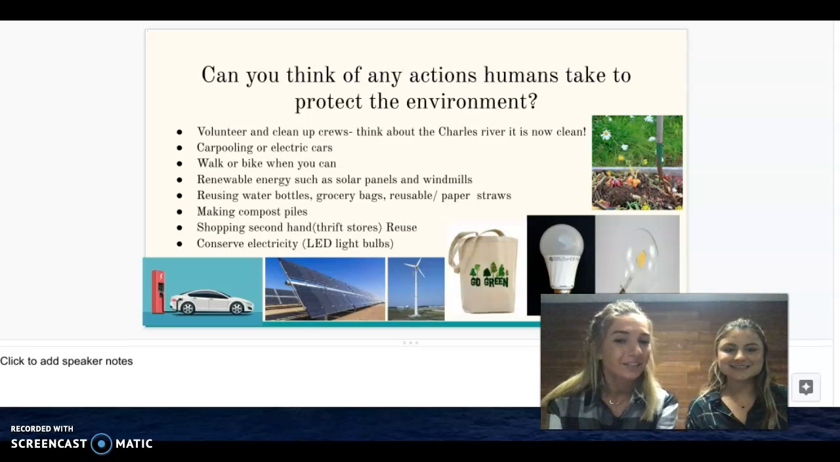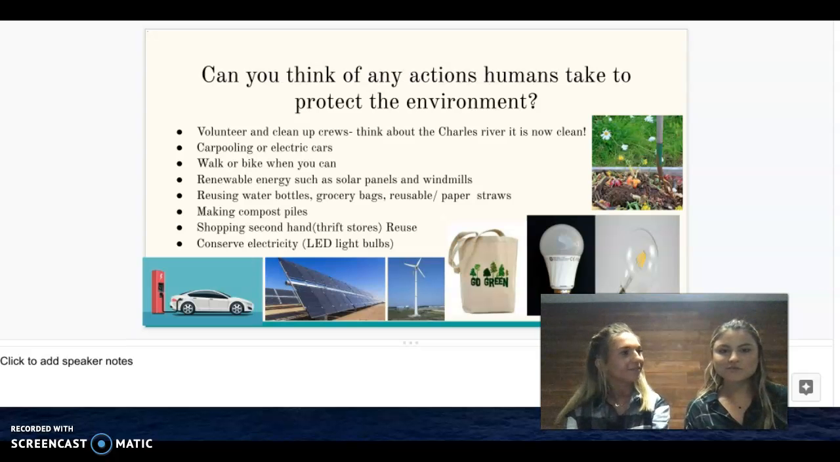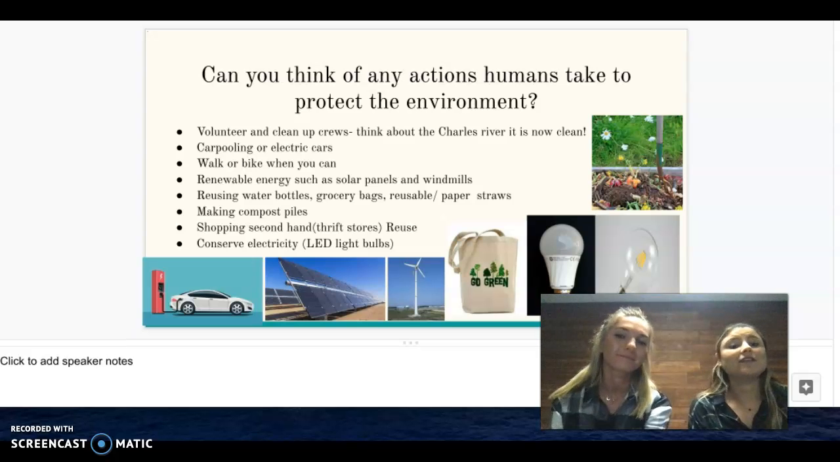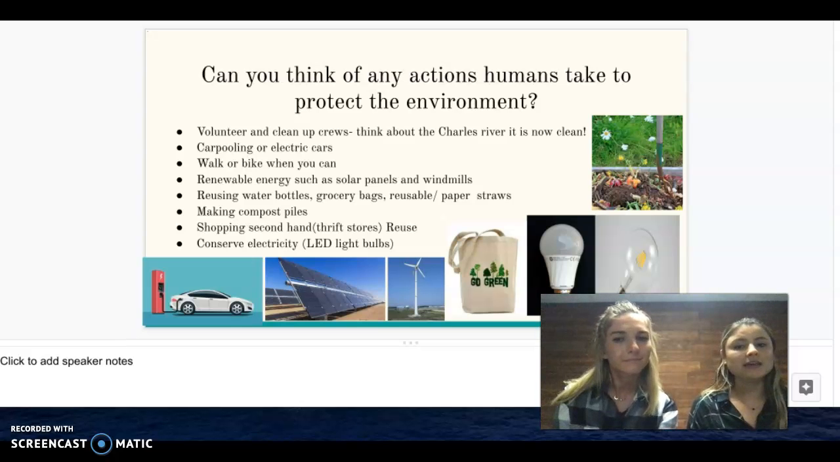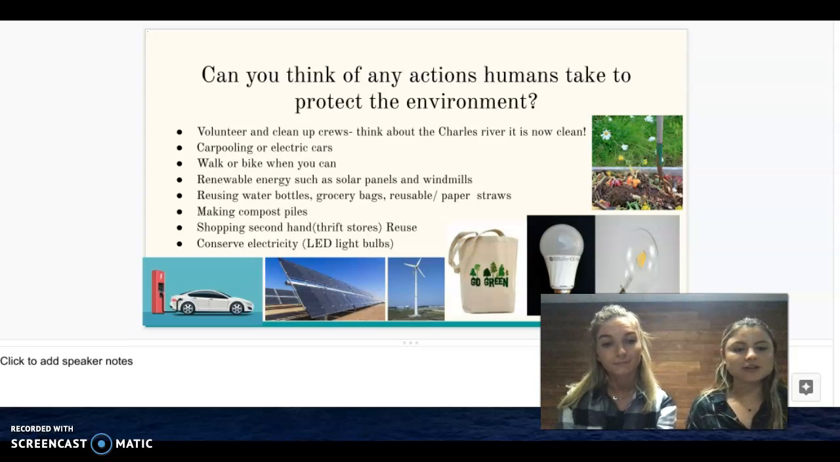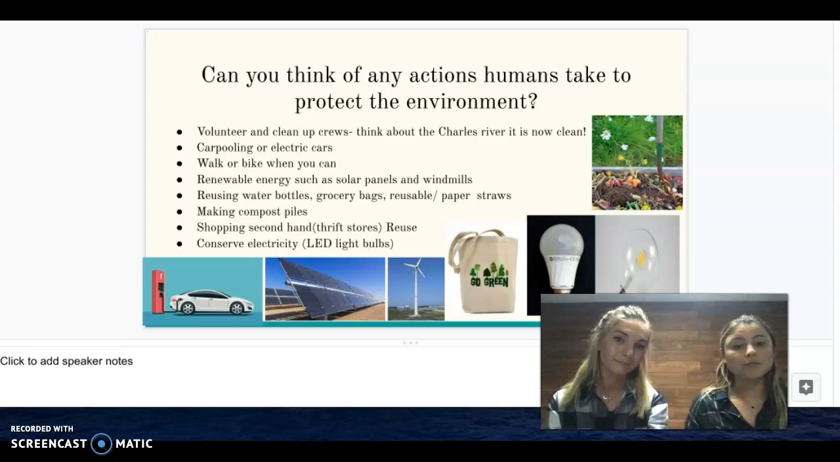Okay, hey, Miss Jess, can you think of any actions humans take to protect the environment? I can think of a lot of actions humans have taken to protect the environment. One would be the volunteer and cleanup crews. If you think about the picture we saw earlier of the Charles River, that no longer looks like that because of cleanup crews. People volunteer to clean up that river to make it cleaner and less water pollution.